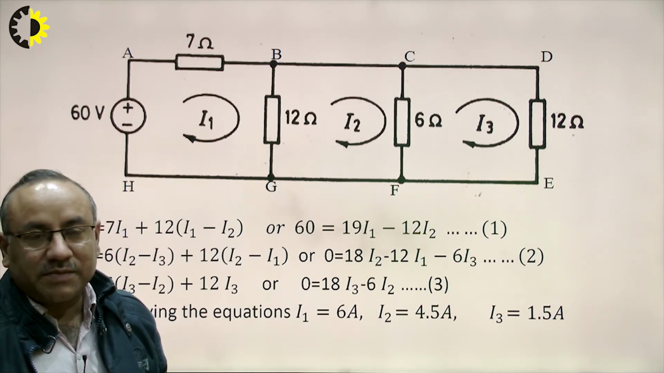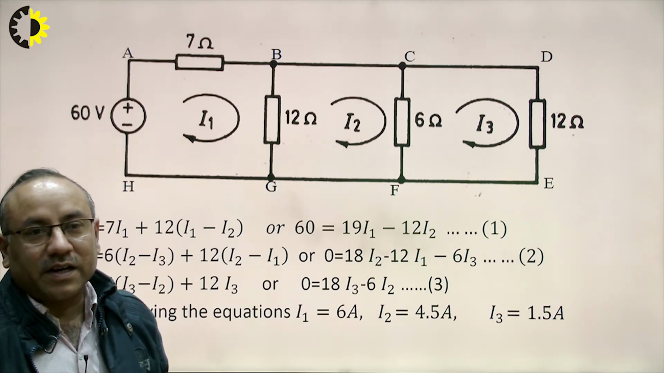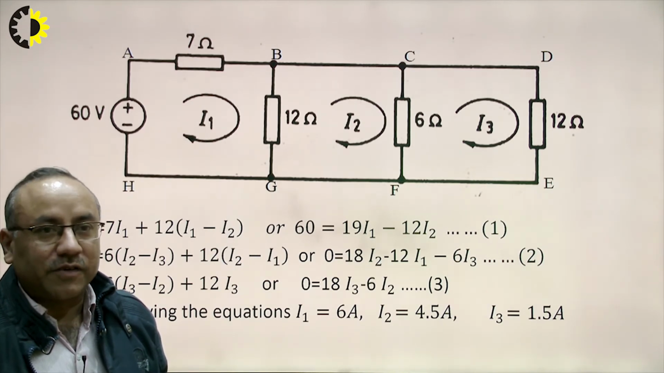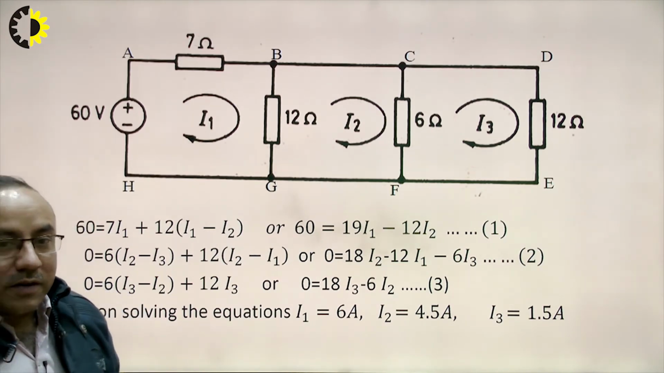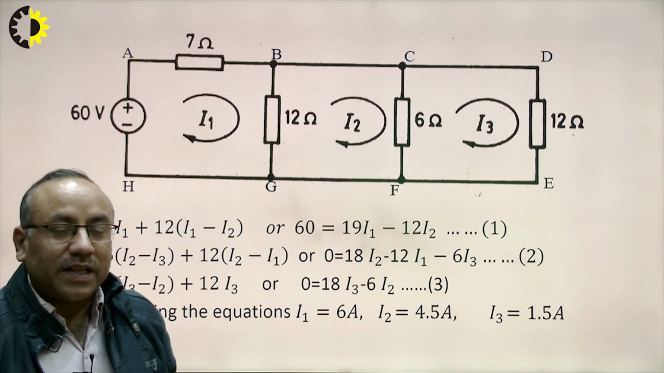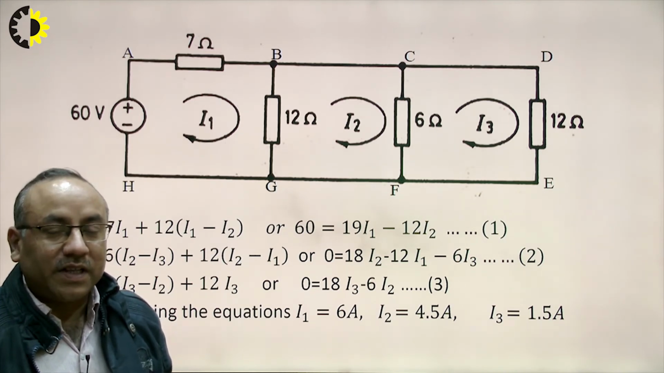And once we find these mesh currents, now we can find the current in any branch of this given circuit, and also we can find the voltage across any branch of this circuit. Another thing which is important, like in this case, all the 3 mesh currents which we are getting, they are having positive sign with the values.